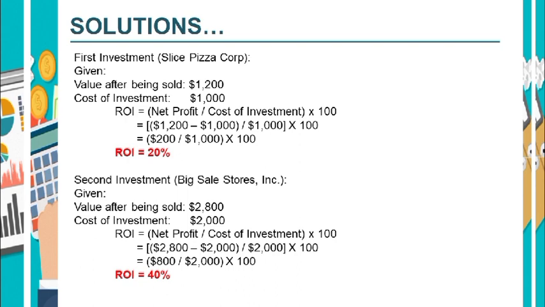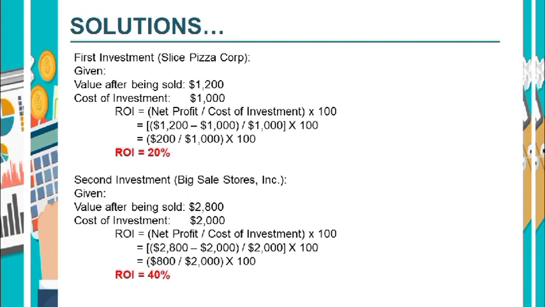In the second investment, we follow the same process as in the first investment. We have to take note first of the givens in the problem, which are the value after being sold amounting to $2,800 and the cost of investment of $2,000. To calculate the ROI, we're just going to use the formula of net profit divided by cost of investment times 100. To obtain again the net profit, we only need to subtract the cost of investment from the value after being sold, which gives us the amount of $800. So $800 divided by $2,000 times 100, the ROI of the second investment is 40%.